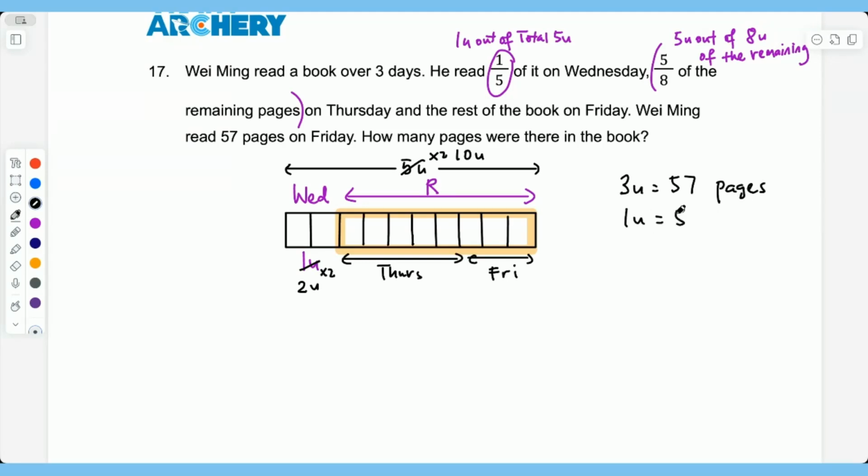1 unit will be 57 divided by 3. That gives us 19 pages. How many pages were there in the book? The total units is now 10 units. So we take 19 times 10. That gives us 190 pages.